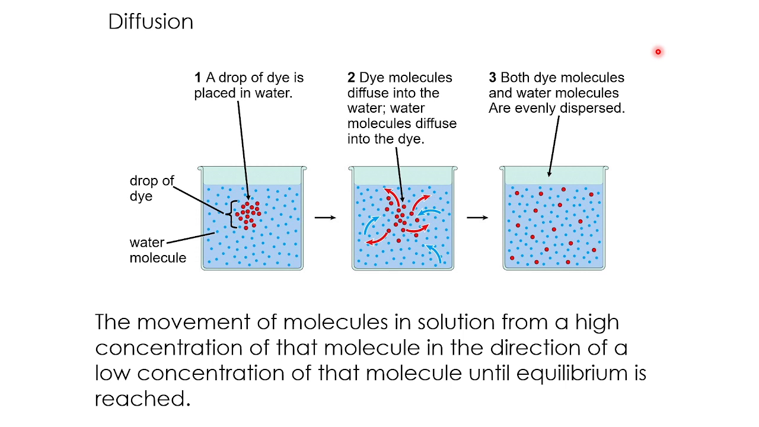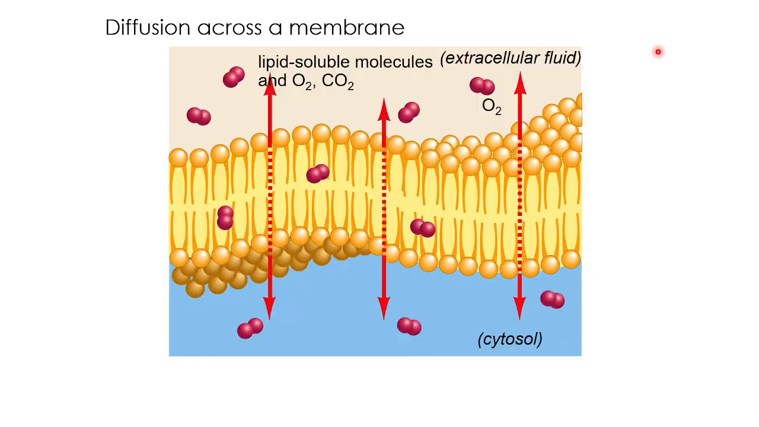So what is occurring over here? The movement of molecules in a solution from a high concentration of that molecule in a direction of a low concentration of that molecule until equilibrium is reached. So that is your entire phenomenon of diffusion.